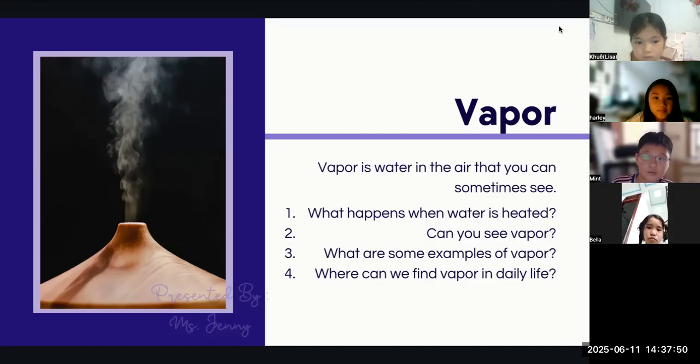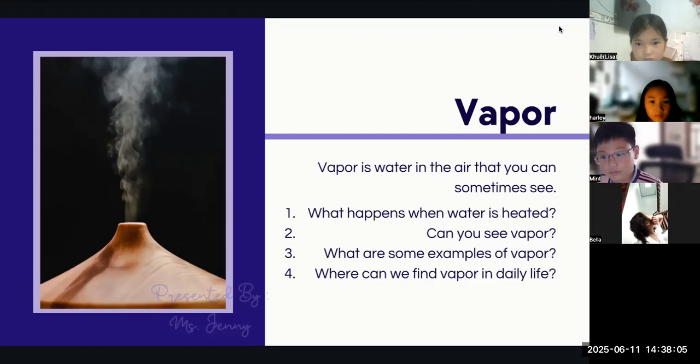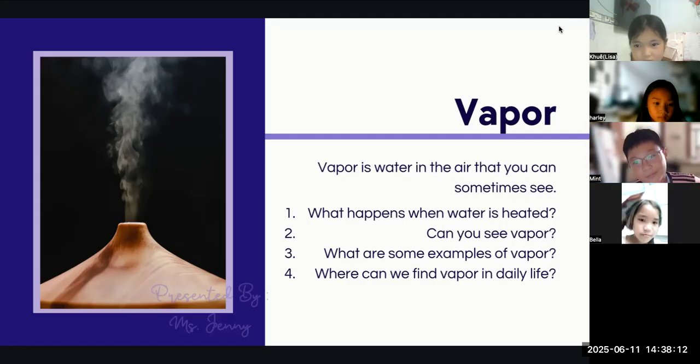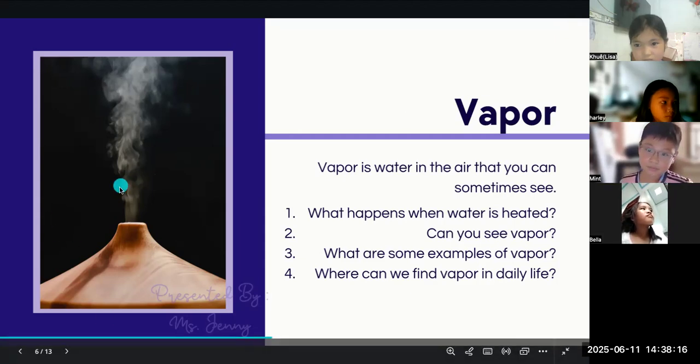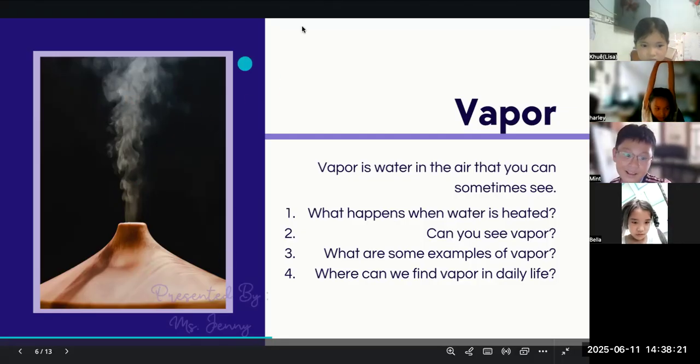Mint, do you have any example? Vapor comes from hot water. Yes, boil water. Bella, oh wow, vapor. How do you know? Okay, maybe it comes from something that smells. So a machine that makes vapors that smells good.